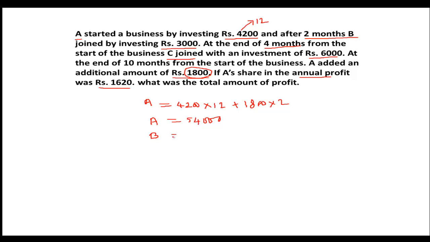Now B's investment is equal to, after 2 months B joins and invests rupees 3000. It means for 10 months he invests rupees 3000, so his total investment will be 3000 multiplied by 10, and that is equal to 30,000. Now after 4 months from the start of the business, C joined with the investment of rupees 6000. So C joined after 4 months, it means for 8 months he invested rupees 6000, so his total investment will be 6000 multiplied by 8. So that will be equal to 48,000.